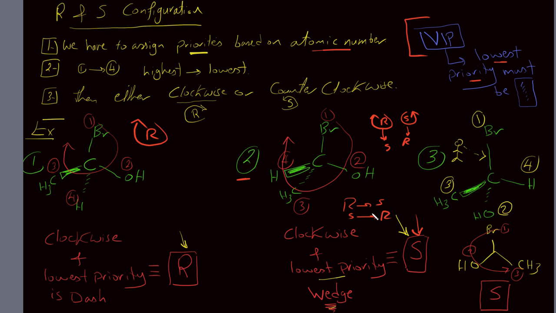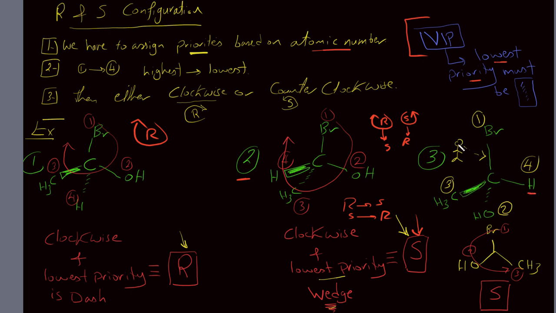The third case is when you have the lowest priority in plane. You're still doing the same scenario based on atomic number. The bromine has got the highest priority, then OH, then carbon, then hydrogen. So you're going to go 1, 2, 3, but hang on. Is this the one that is away from you or towards you in its line?